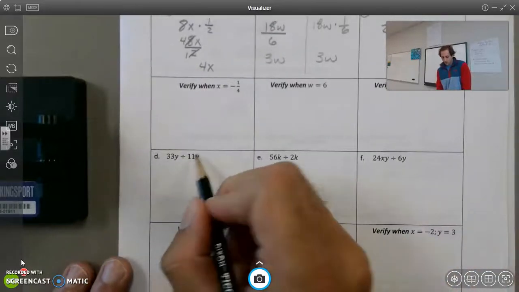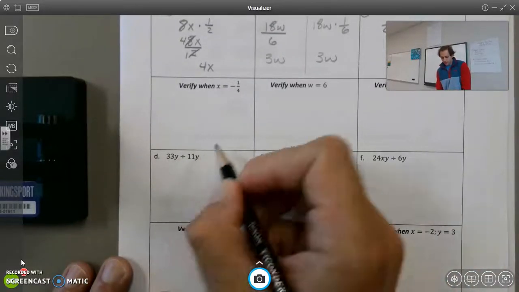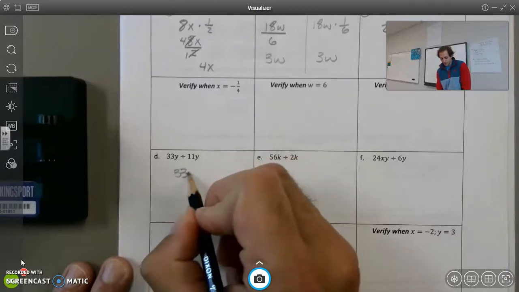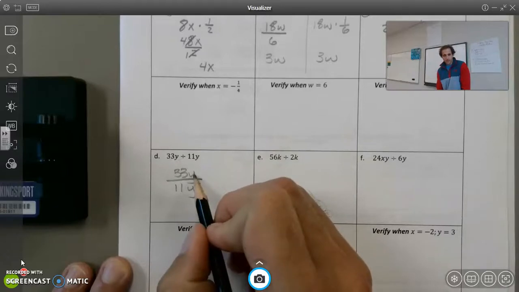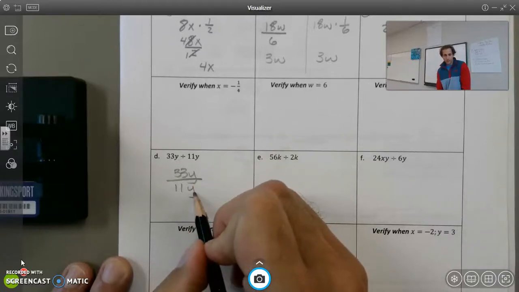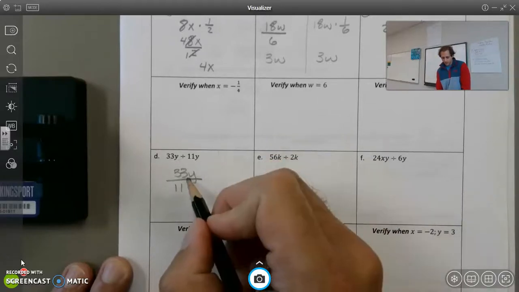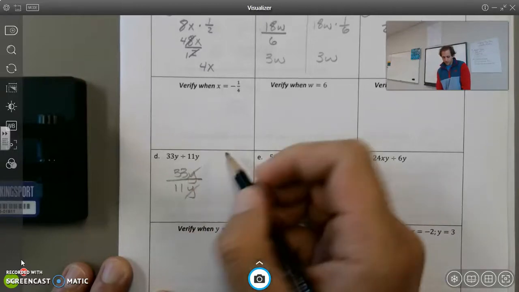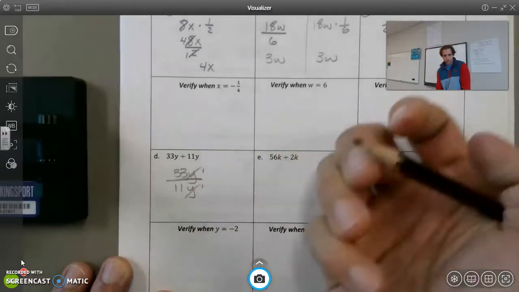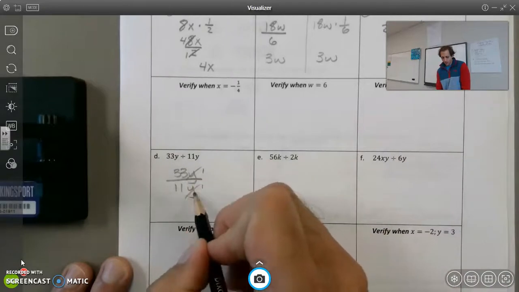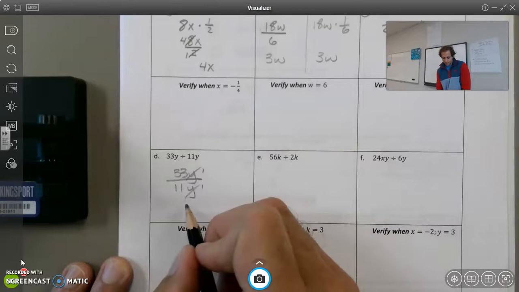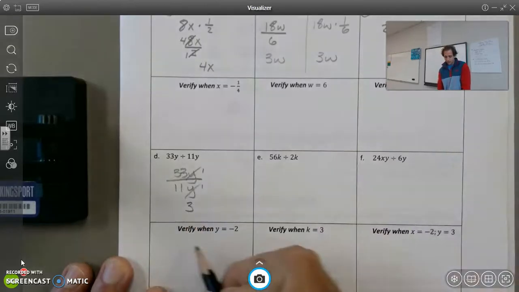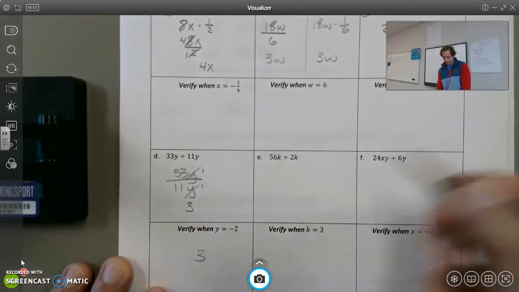33y divided by 11y. I see a factor of y in the numerator and a factor of y in the denominator. Those are going to cancel one another to create 1. That's 1 over 1. Y divided by y is 1. And I have 33 divided by 11, so I should get 3. When I verify this, I would also get 3.